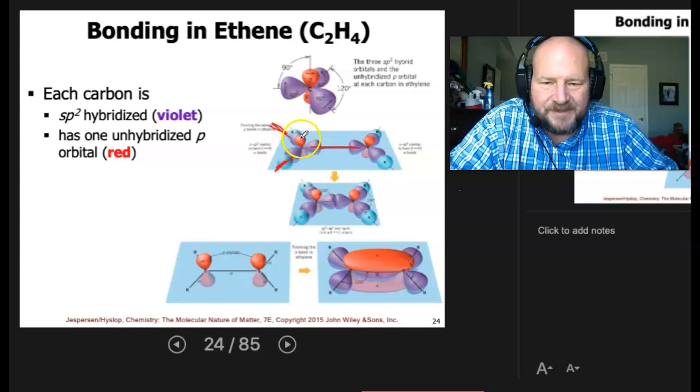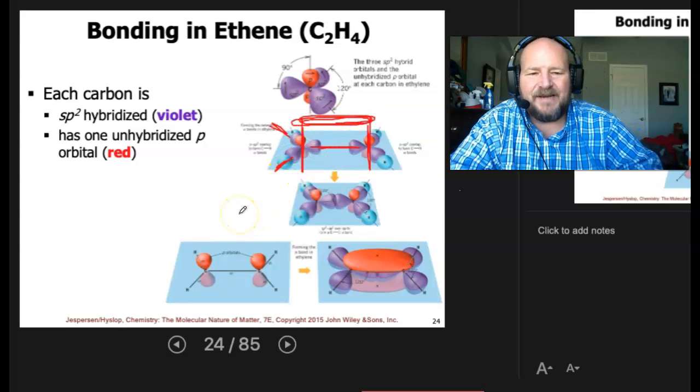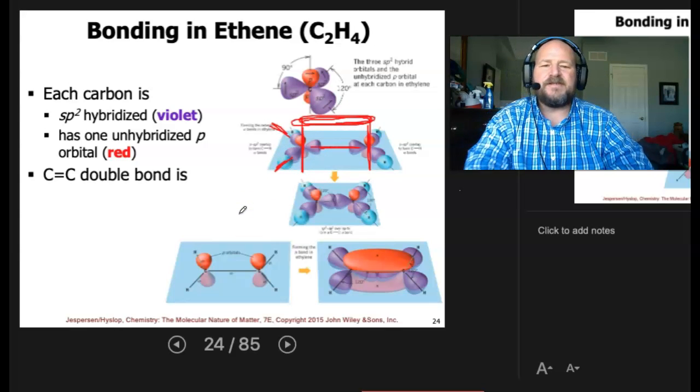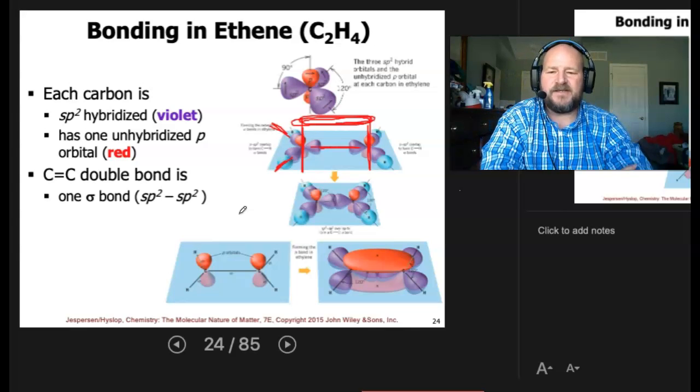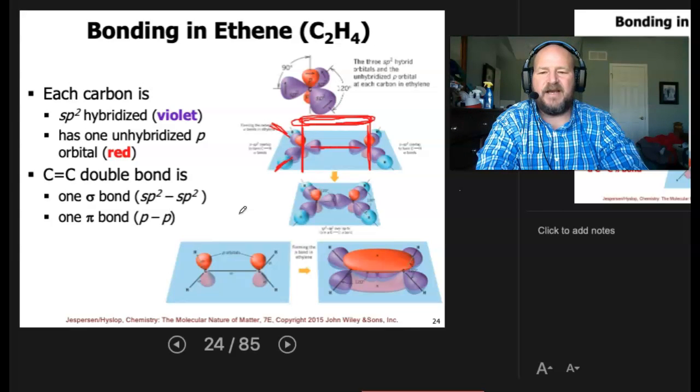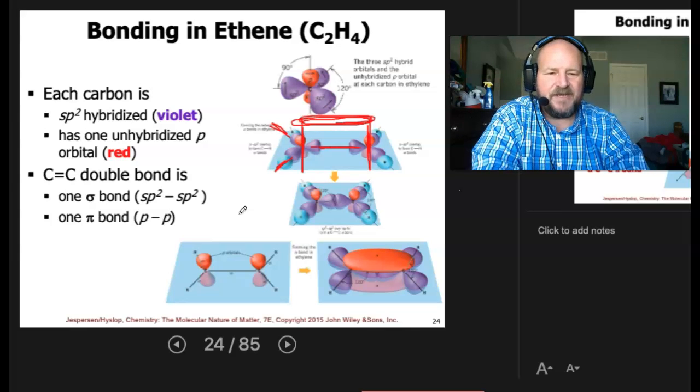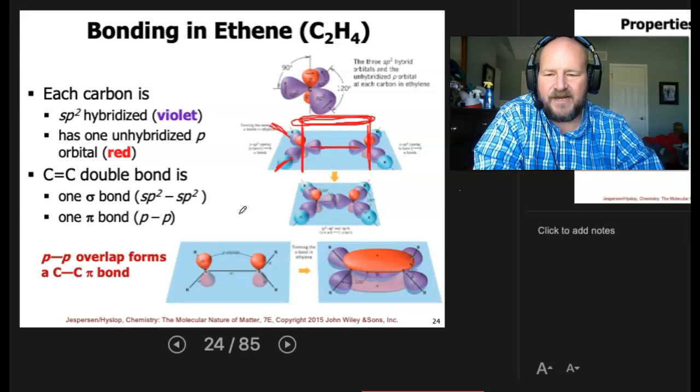So now we're in the z plane, so we're actually up and down here. The other carbon has got that same thing going. Now what we can do is interact these two p orbitals in a side fashion. The CC double bond is going to be one sigma bond and one pi bond, that p to p side interaction.